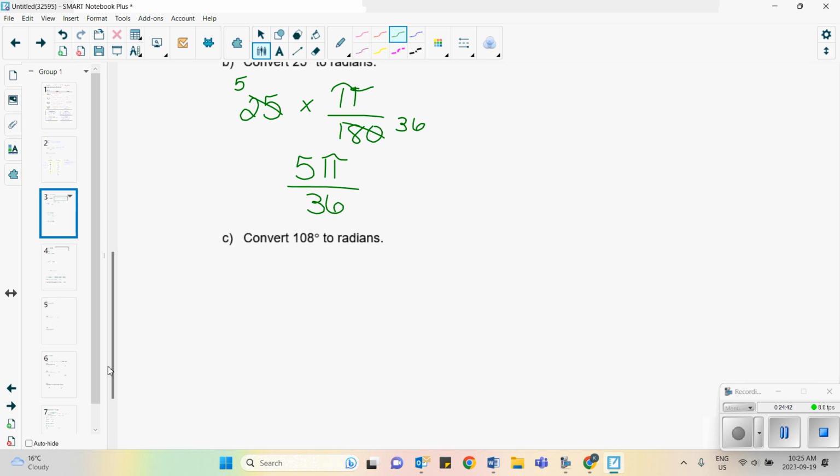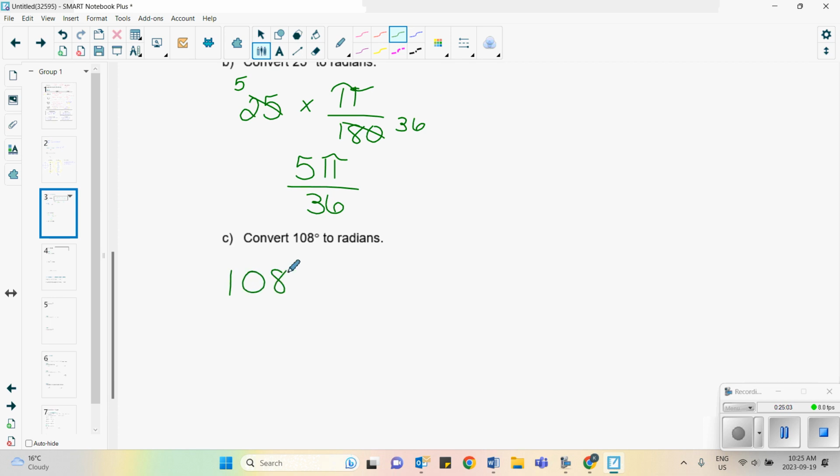Now, no decimals in our fractions, and the idea is that you're getting so comfortable with number sense that you can reduce fractions pretty easily. Okay, next one: 108 pi over 180.